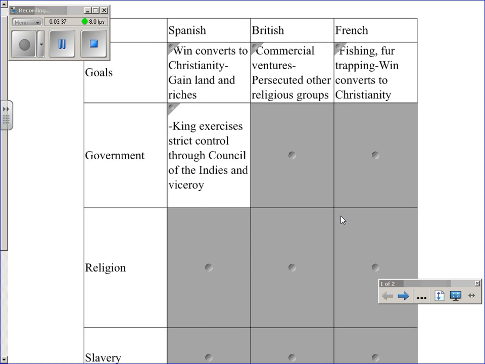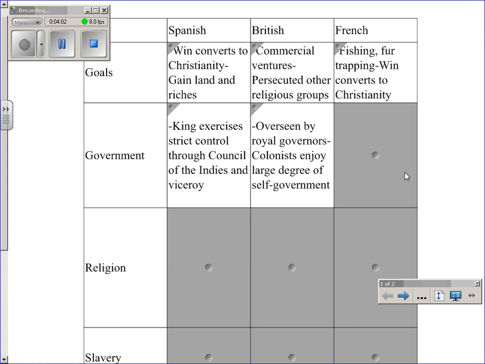As far as the government, the Spanish king exercised strict control over the colonies, and a Council of the Indies was set up, and they employed the use of something called viceroys. And a viceroy, you want to highlight or underline that word, that's going to be on your test. A viceroy is nothing more than the Spanish representative of the king in the New World.